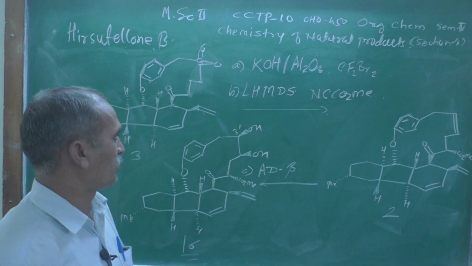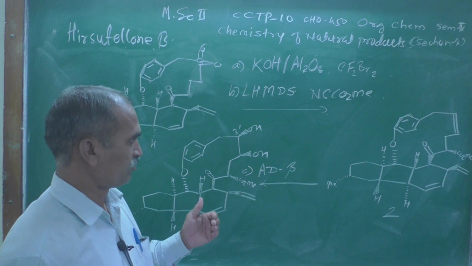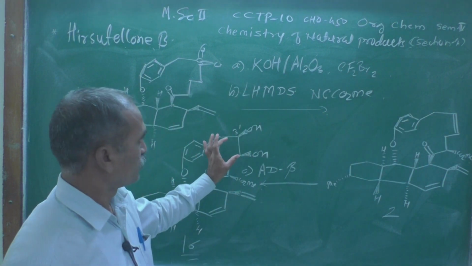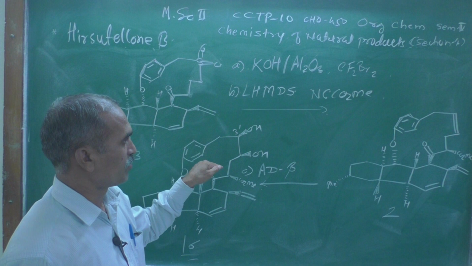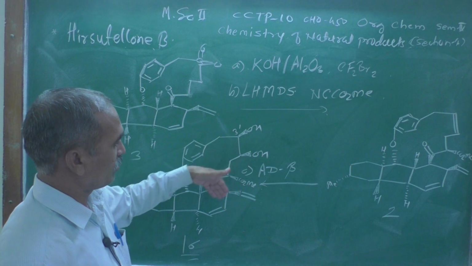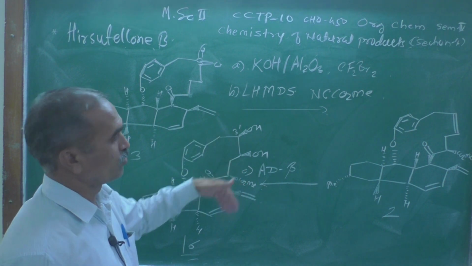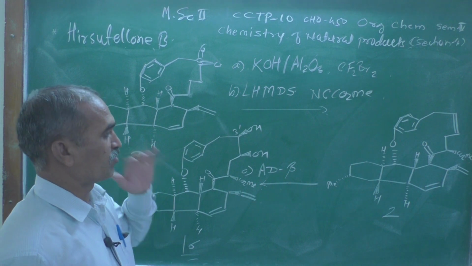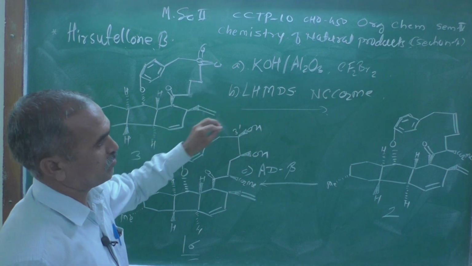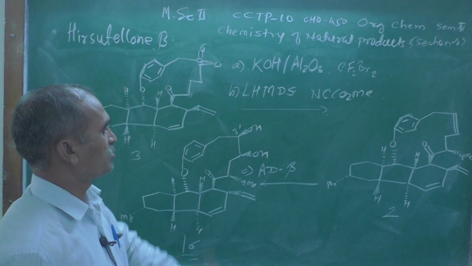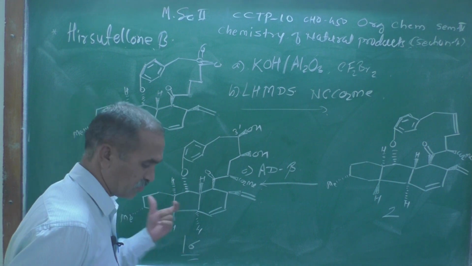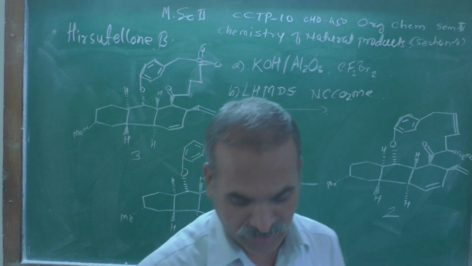AD-mix, one of the reagents known for cis hydroxylation. Look here, there is a carbon-carbon double bond. That olefinic double bond gets converted into a cis diol. This is chemoselective: there are two carbon-carbon double bonds, but a stereochemically controlled reaction takes place at one of them, and we derive this cis diol, which is compound number 16.